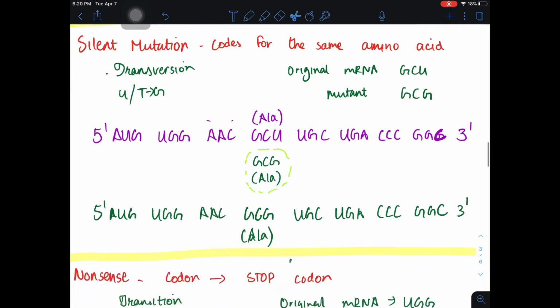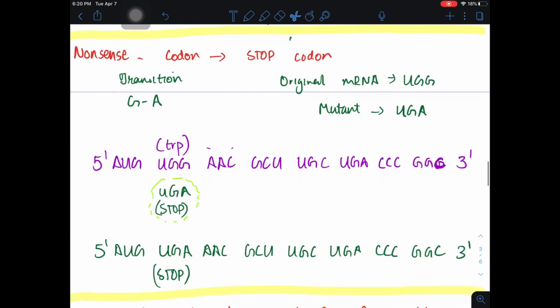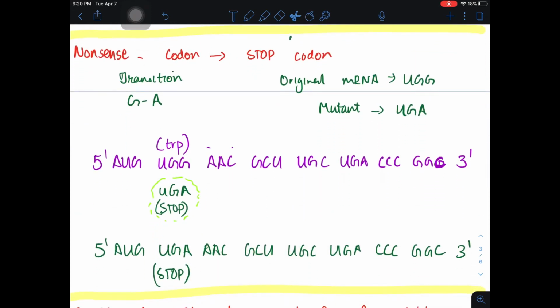Now, let's look at a nonsense mutation. The mutation changes from UGG to a UGA, which is a stop codon. Therefore, it is a nonsense mutation. The G to an A base pair change is a transition.